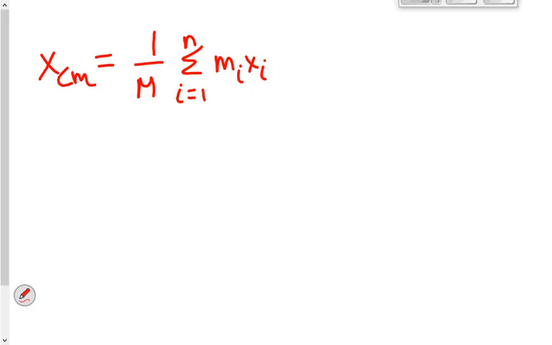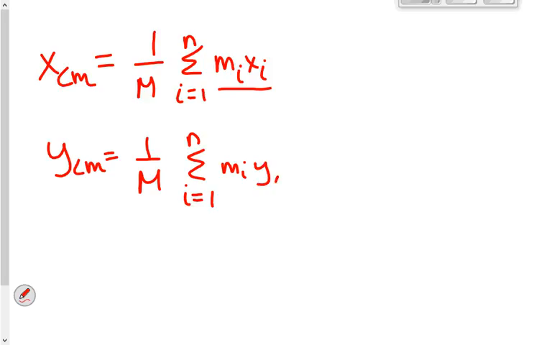And this just tells me that what I'm doing is adding up all of those things in pairs. And I can have a similar expression for the y coordinate. And I can have a similar expression for the z coordinate.